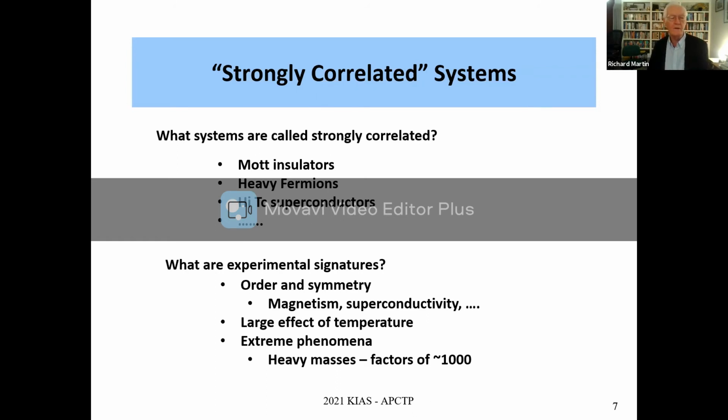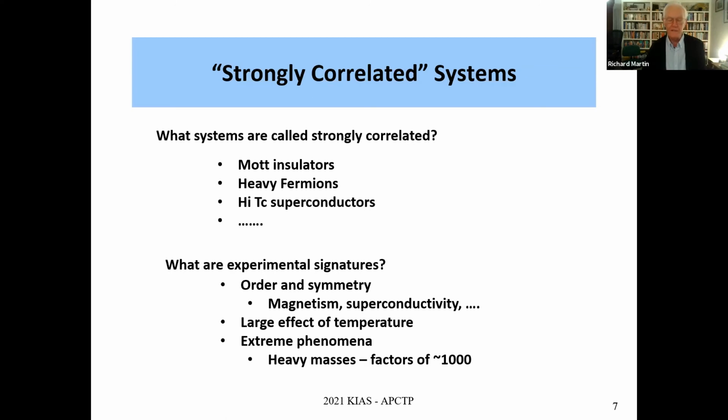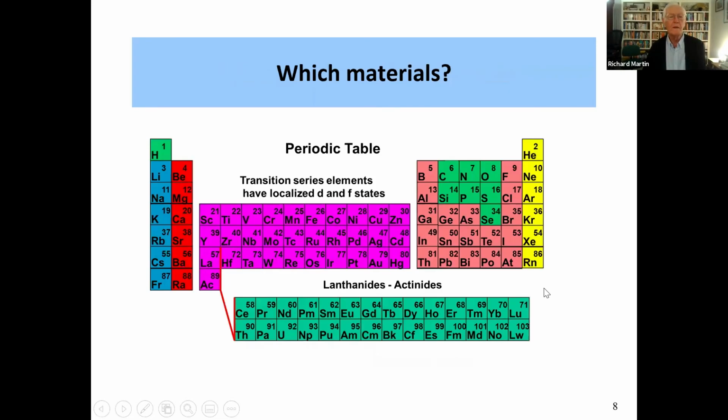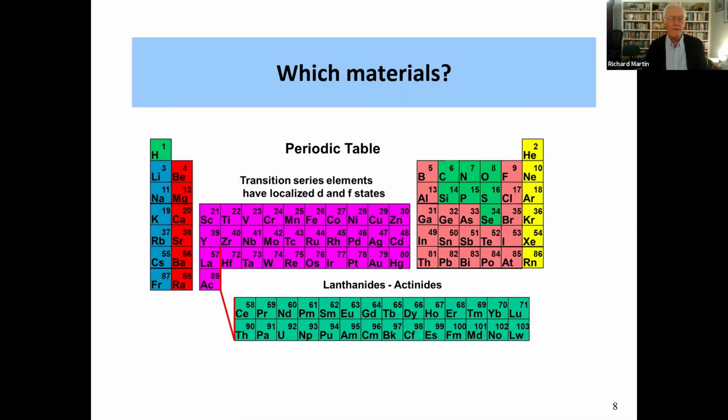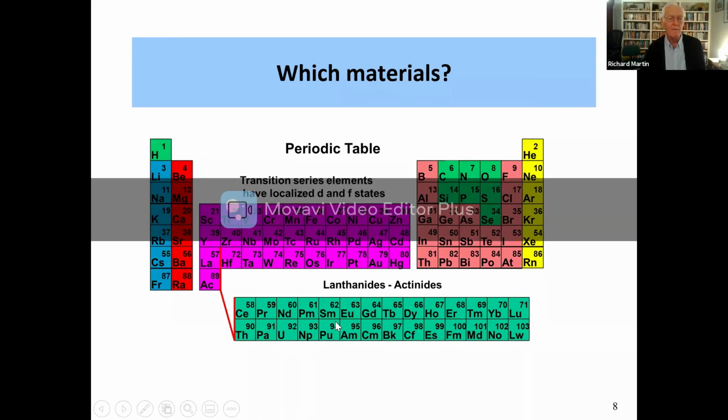And there are other cases where they're really extreme phenomena, like systems that act like they have effective masses 1,000 times more than others. So what materials do this? If we look at the periodic table, the systems that have d and f states in this transition series are ones where there are these rather localized d and f states that are somewhat atomic-like, and in the lanthanides, they're very atomic-like, even though they're in a solid, and they're in conjunction with other more band-like states.